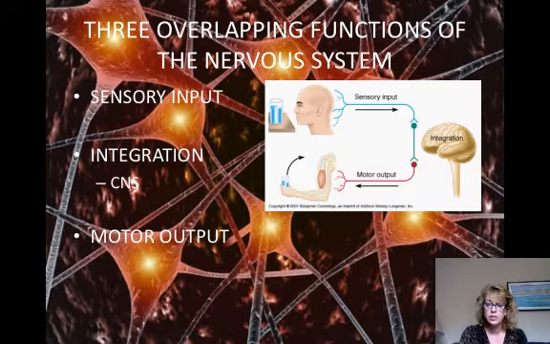Motor output is when the conduction of signals from the integration centers go to the CNS and then to effector cells. The effector cells carry out the response. Effector cells are muscles or glands.